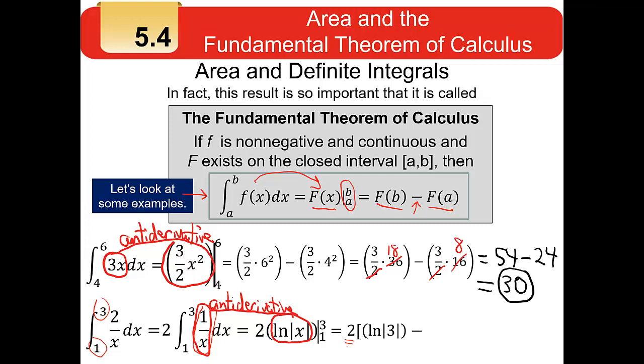When you plug 3 in for x, you get the natural log of the absolute value of 3. When you plug 1 in for x, you get the natural log of the absolute value of 1. And again, that 2 just goes along for the ride. Now, if you remember, the absolute value of 1 is just 1, and the natural log of 1, according to your log properties, is 0. So that simplifies things nicely. And of course, you really don't need an absolute value sign around a positive number, so you can actually drop that as well. And so you end up with 2 times the natural log of 3.